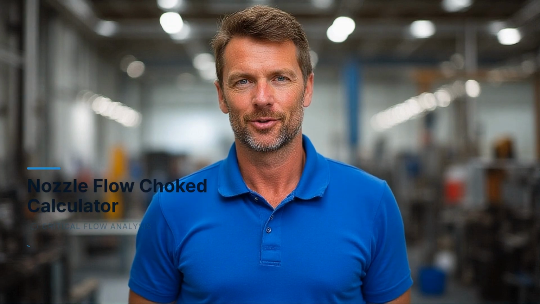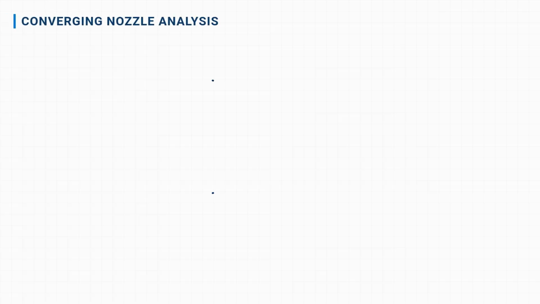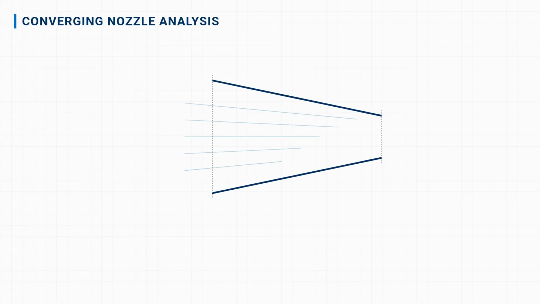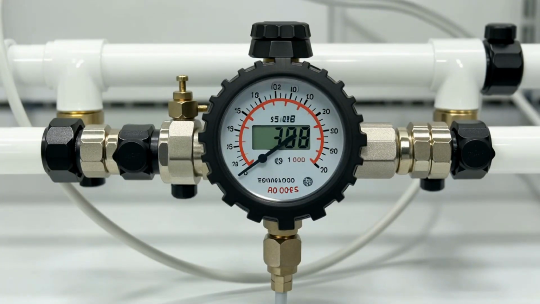This is the nozzle flow choked interactive calculator, which determines critical flow conditions through converging nozzles. The calculator requires 5 input parameters. First, enter the upstream stagnation pressure in your chosen units. Next, input the upstream stagnation temperature. Third is the throat area of your nozzle.